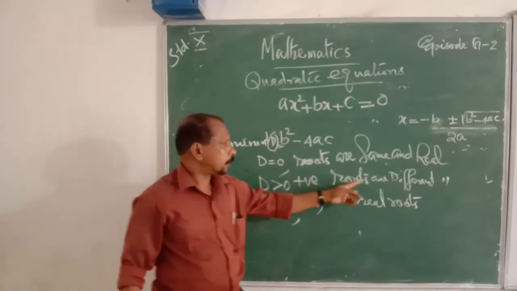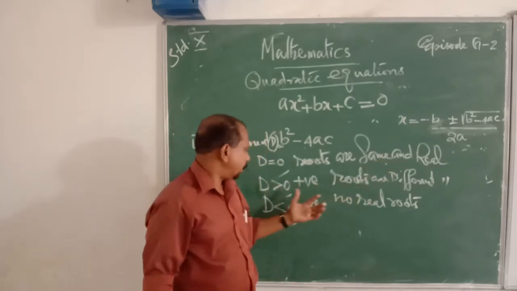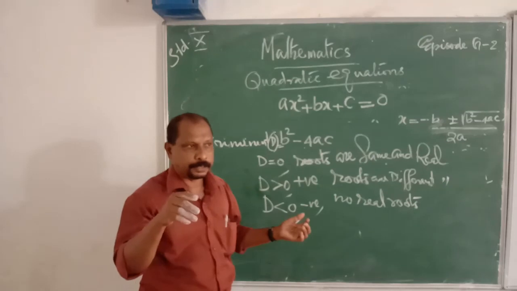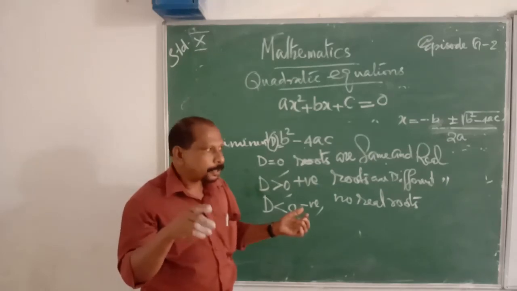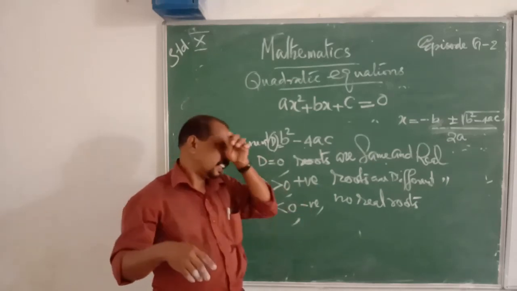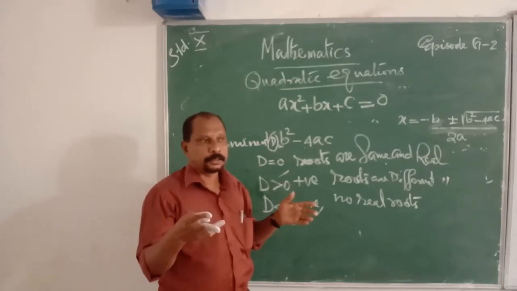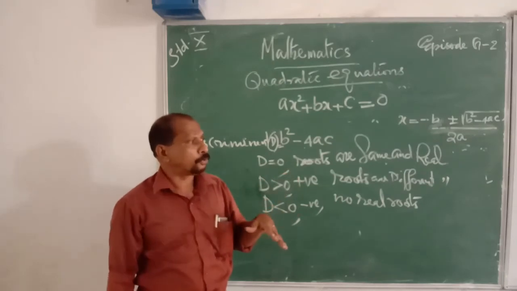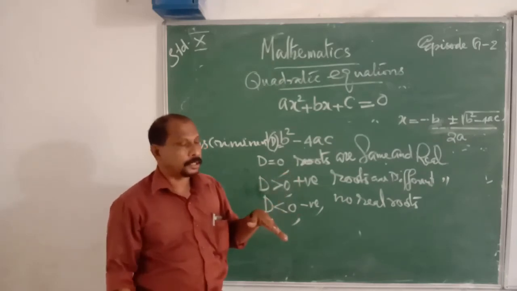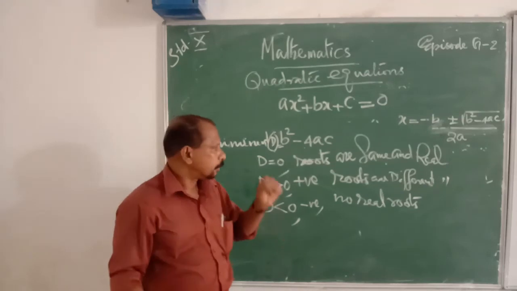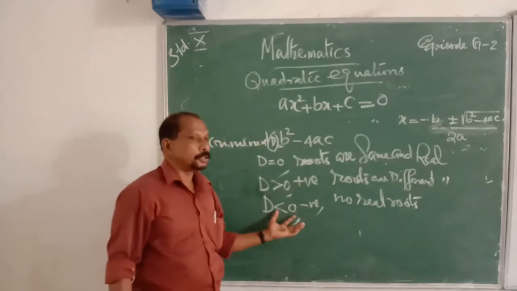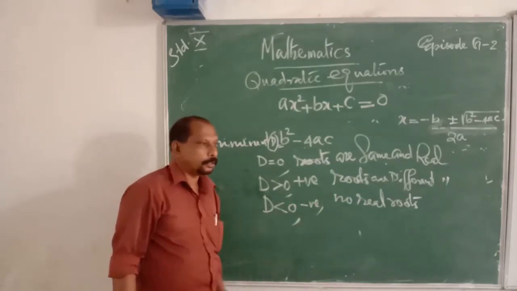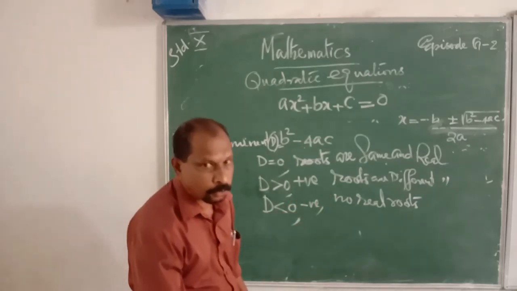Therefore, roots are same. And negative, for example, x square plus 4x plus 5, b square minus 4ac is minus 4, it is negative. Therefore, there is no value for a number that is negative under the radical sign, that is root. Therefore, there is no solution. That means discriminant D is less than 0, that means negative. Therefore, there are no real roots.